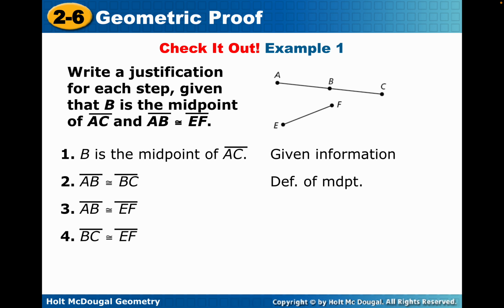So even though we know what midpoint means, we've got to explain what that means. Since B is the midpoint of AC, we know AB is congruent to BC. This is the definition of a midpoint. Perfect.